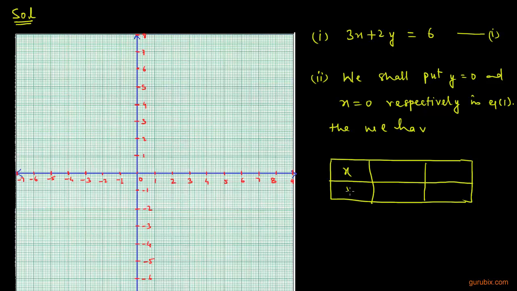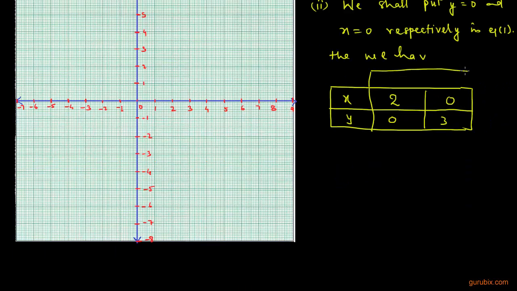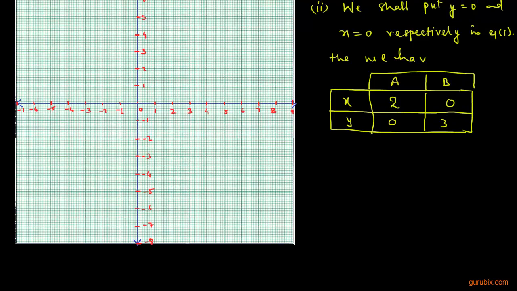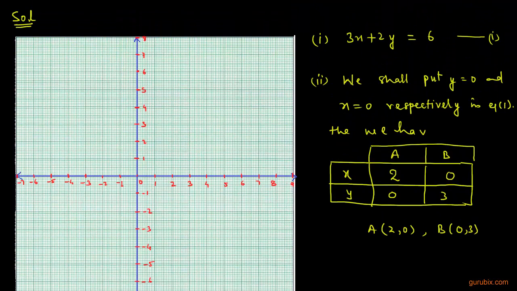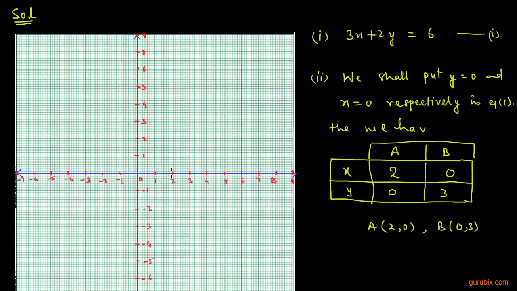Suppose we have x here and here is y, and if we put y = 0, then we get x = 2, and if we put x = 0, then we get y = 3. Suppose we have 2 points A and B. This is point A and this is point B. Now we shall plot these 2 points on this graph. y = 0 is also here. So (0, 3) is here. So this is point B, (0, 3).